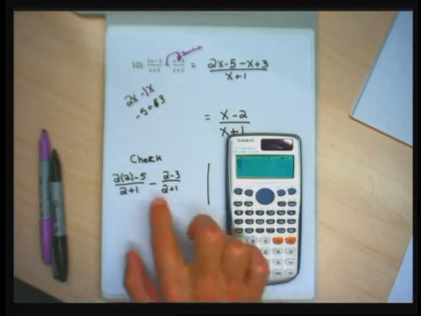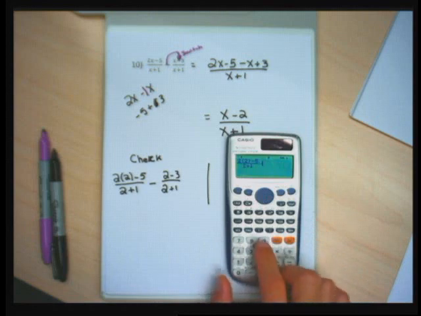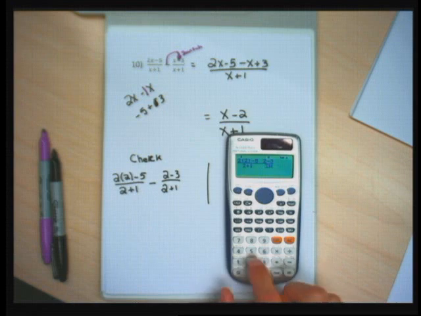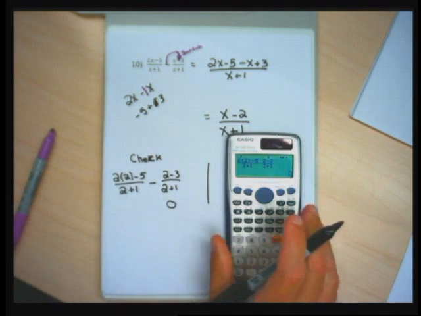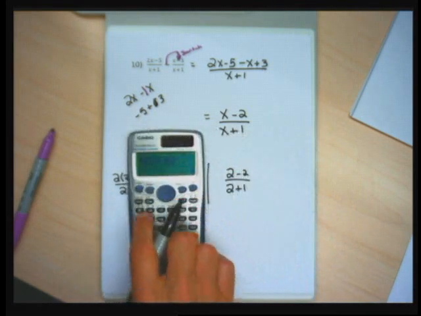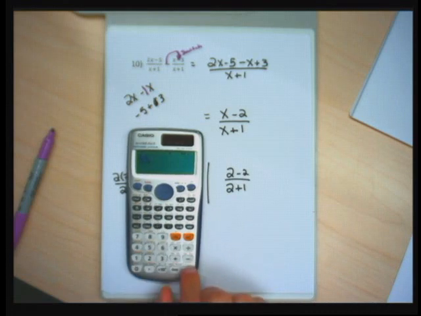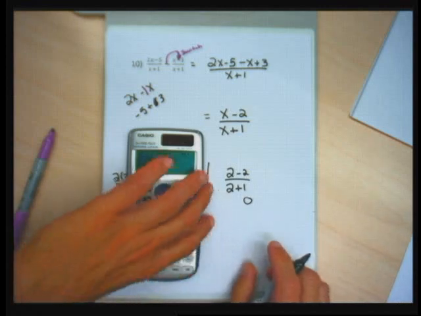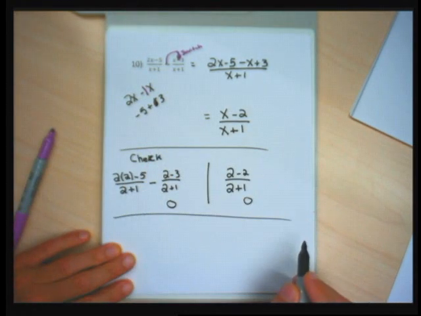So I'm going to do 2 times 2 minus 5 over 2 plus 1 minus 2 minus 3 over 2 plus 1. I get 0. And when I do the other side, the fraction 2 minus 2 over 2 plus 1, I also get 0. I don't like getting the 0. Let me try another number. How about 4 for x?